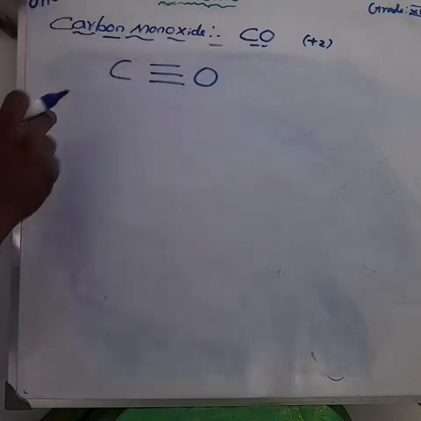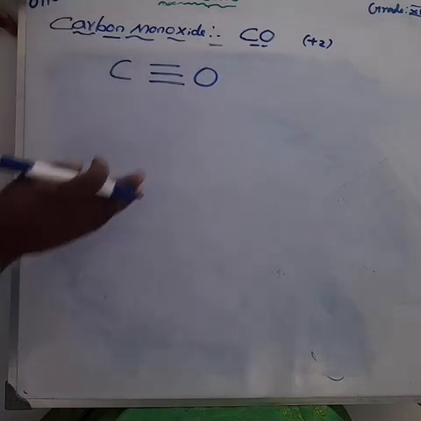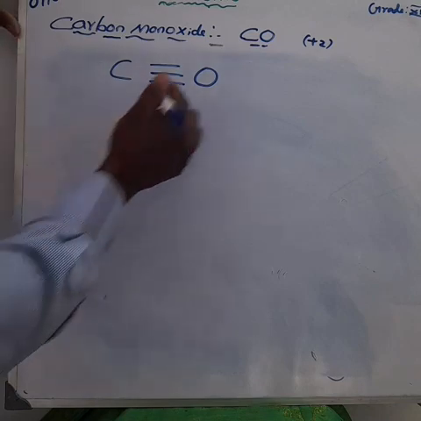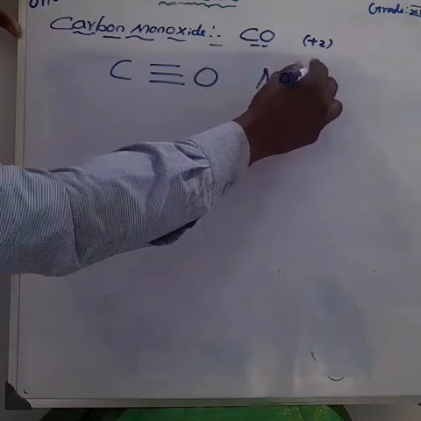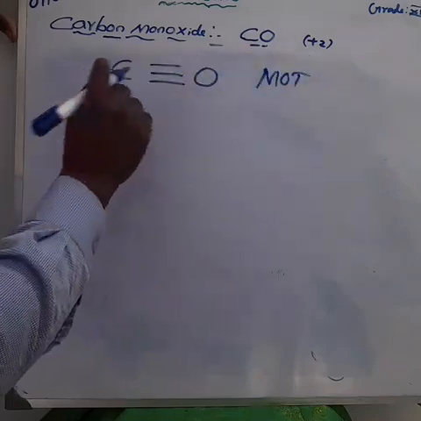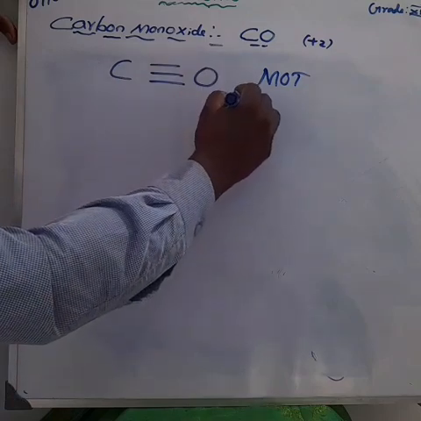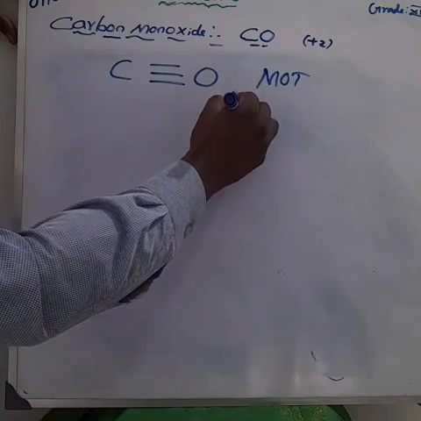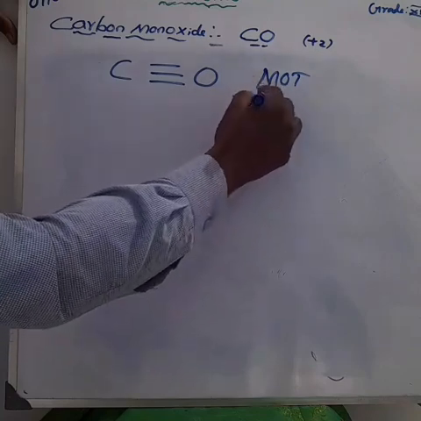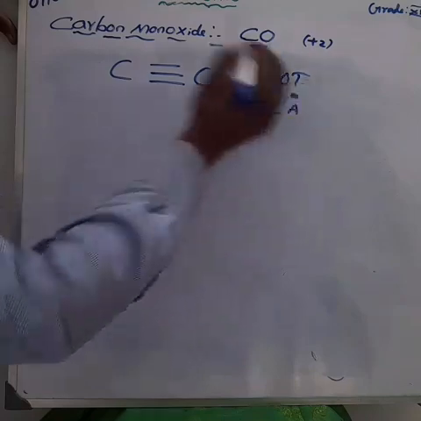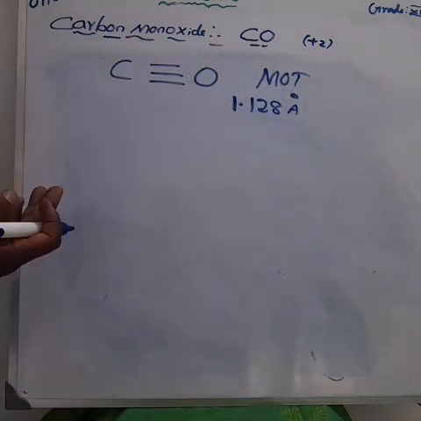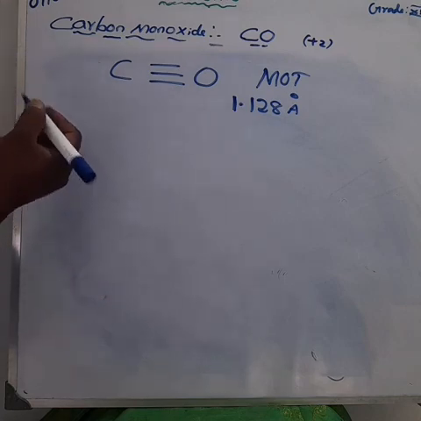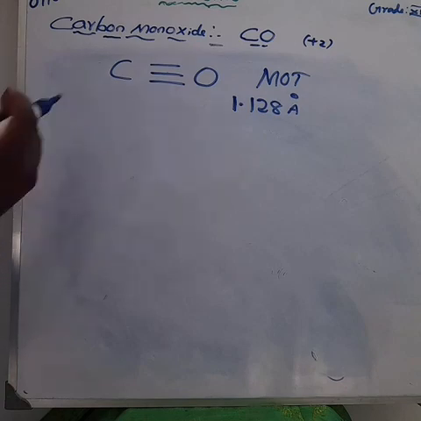This was explained in the 11th grade, in molecular orbital theory. What is the bond distance, the bond length, of carbon and oxygen? It is 1.128 Angstrom. Here the carbon monoxide has many resonance hybrids, but we write only 2 or 3 forms. That is a canonical form.